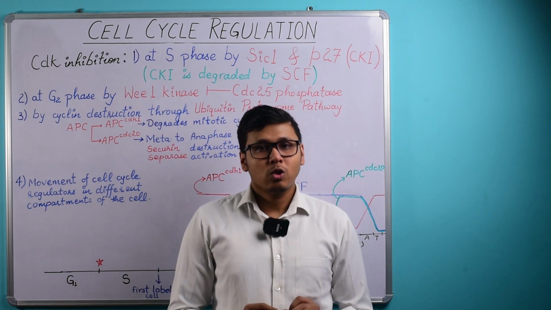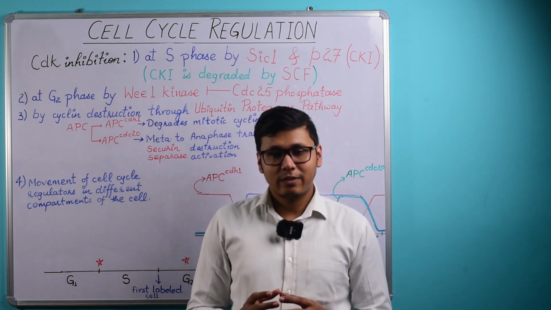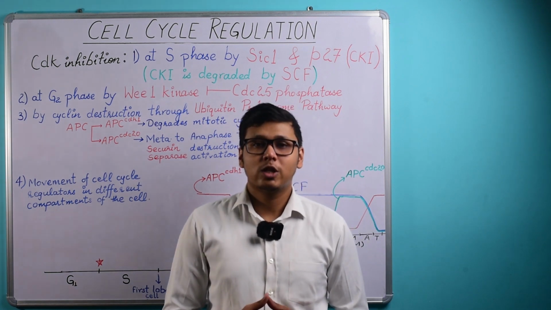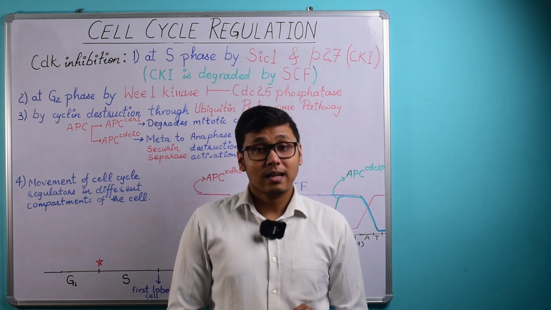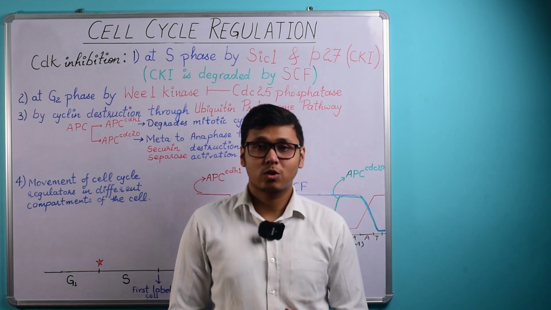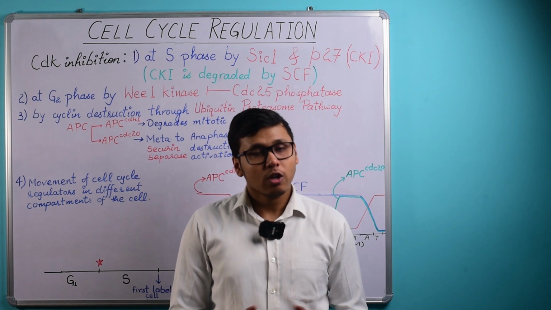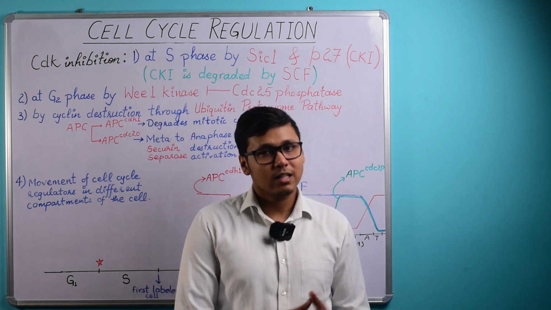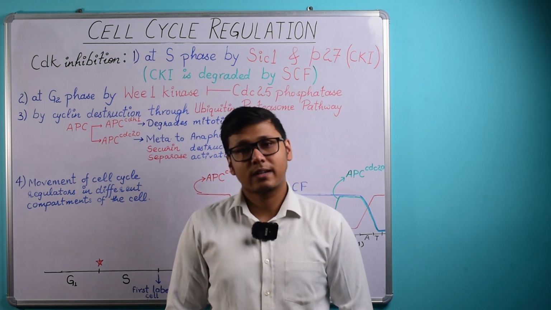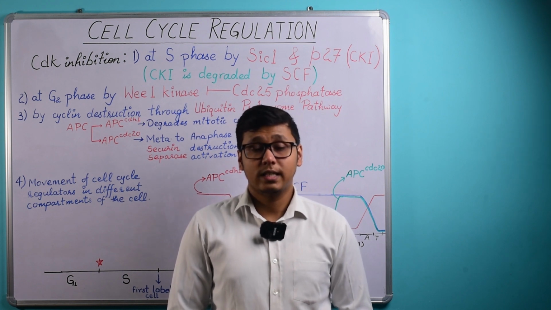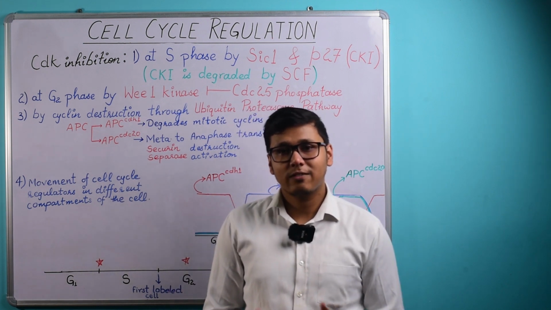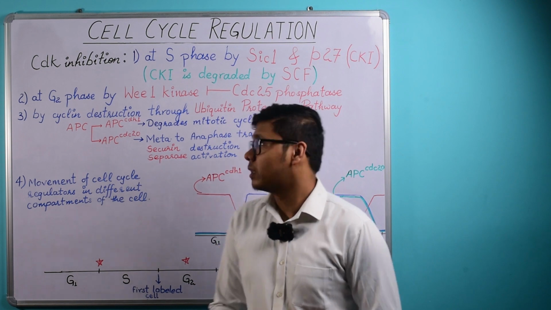As you all know by now, the CDK activity depends a lot upon the availability of cyclins, but cyclins are not the only factors that control the activity of CDK. There are a lot of other factors, the cell cycle inhibitors and cell proliferative factors, that control the activity of CDKs. So what are these? Let's have a look at those one by one.